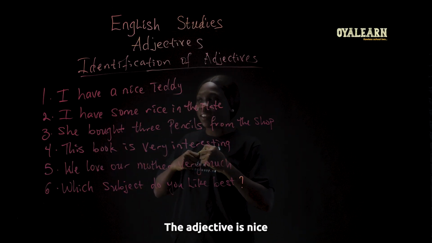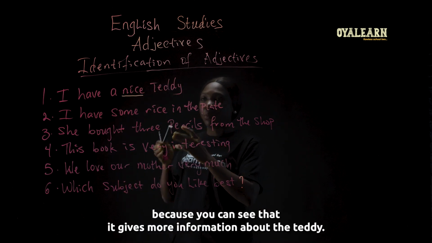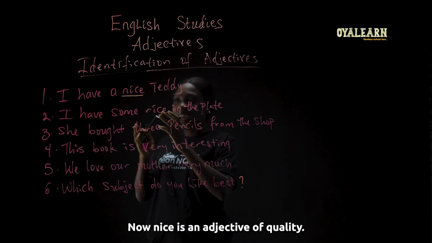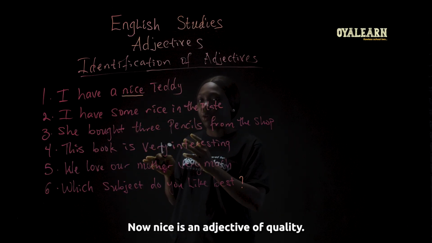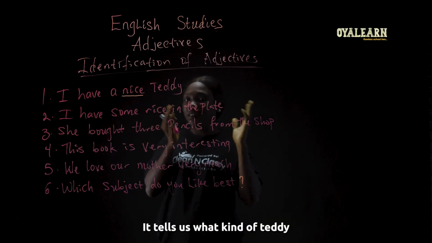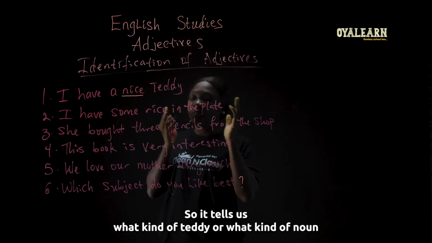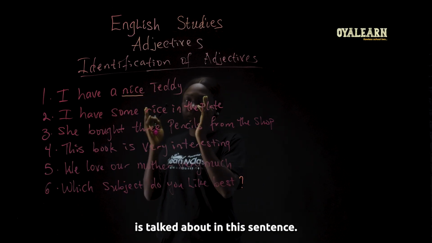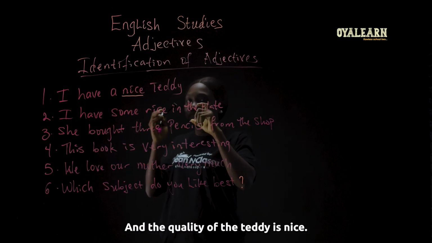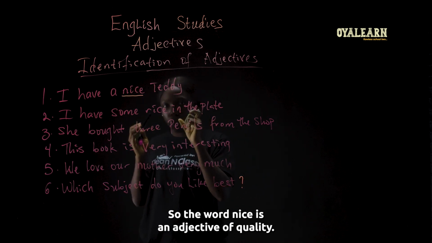The adjective is nice, because you can see that it gives more information about the teddy. Nice is an adjective of quality. It tells us what kind of teddy. The noun is teddy, so it tells us what kind of noun is talked about in this sentence. The quality of the teddy is nice. So the word nice is an adjective of quality.